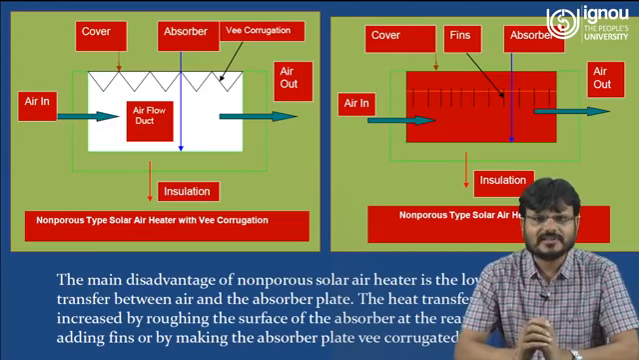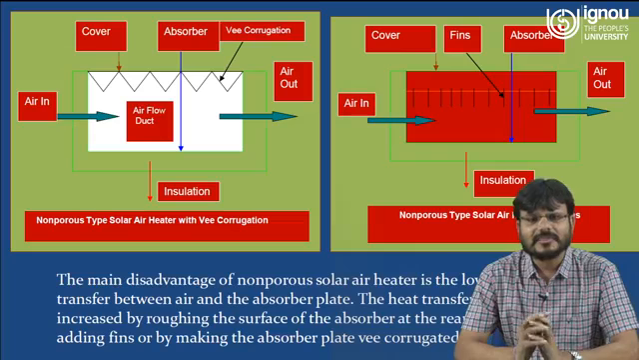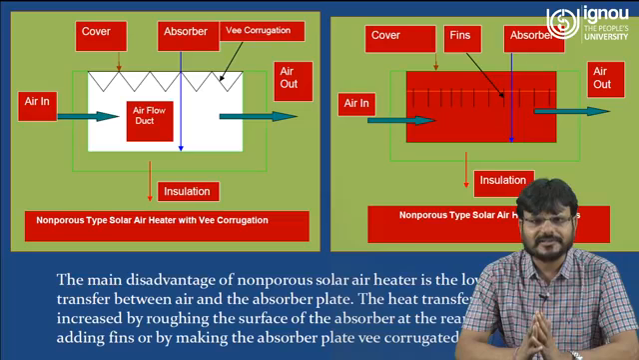Here you can see the non-porous type solar air heater with V corrugation, and another is the non-porous type solar air heater with fins. The main disadvantage of the non-porous solar air heater is the low heat transfer between the air and the absorber plate, right? The heat transfer can be increased by roughening the surface of the absorber plate at the rear, by adding fins, or by making the absorber plate corrugated.